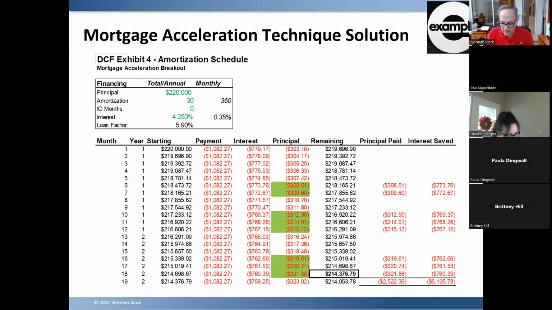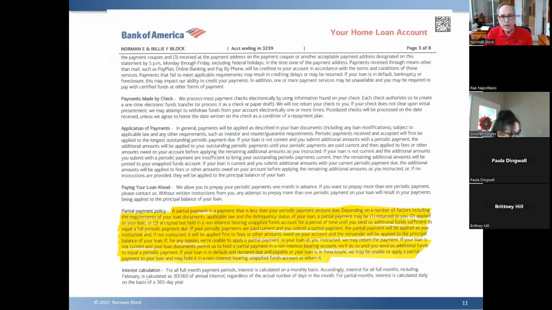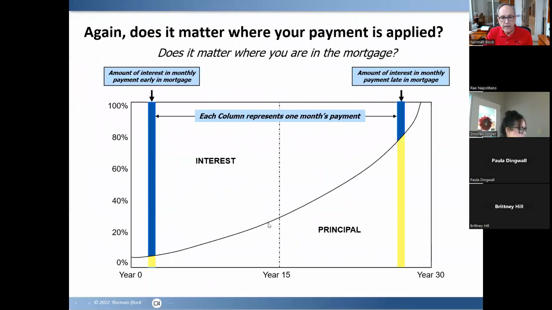Now, here's the problem. What if we just did this the old-fashioned way? What if we just went back and randomly sent in money from time to time when we could? Well, the problem is, number one, we never know where we are in the mortgage, so we don't have a way to keep track of the bank and make sure they're doing it correctly. But secondly, we don't know where they applied the payment. What do you mean, Norm? Let's say this is the loan we're working with, and we just send in a random $500.